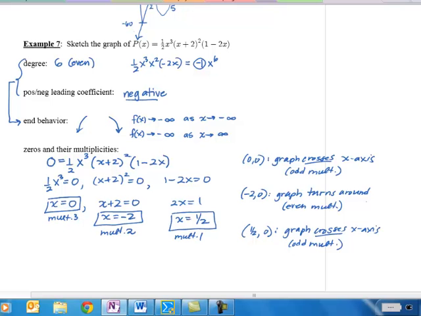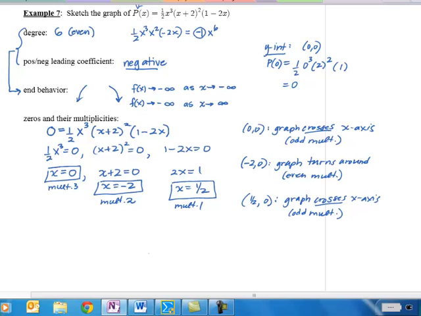Let's see, we also probably want the y-intercept for the graph. We saw that 0, 0 was an x-intercept, so we know that's also the y-intercept, but if you didn't catch that, you can evaluate p of 0, and we just have 1/2 times 0 cubed times 2 squared times 1 minus 0. That's just going to be 0. So the y-intercept is 0, 0 also.